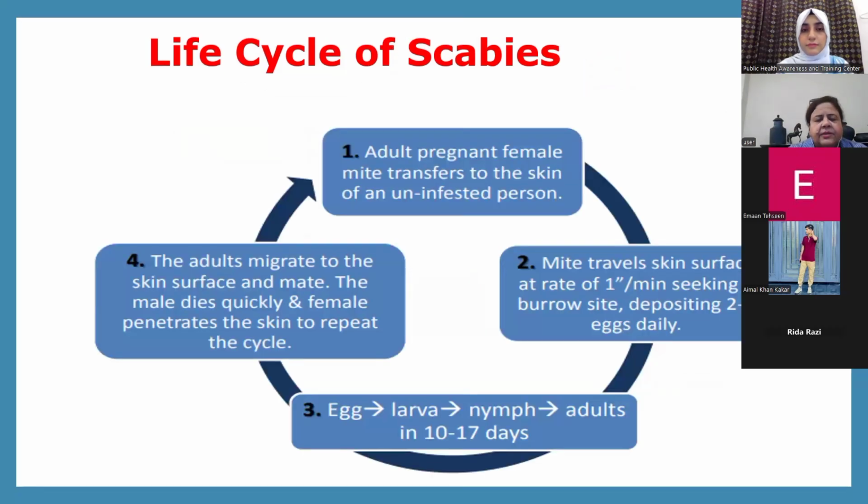This is the life cycle of scabies. A pregnant adult female mite may transfer to the skin of an uninfested person. She travels across the skin surface, seeking a burrow site and depositing two to three eggs. These eggs develop into larvae, nymphs, and adults within 10 to 17 days. The adults then migrate to the skin surface and mating starts. The male dies quickly and the female penetrates the skin to repeat the cycle. So it is a skin infestation due to mites.